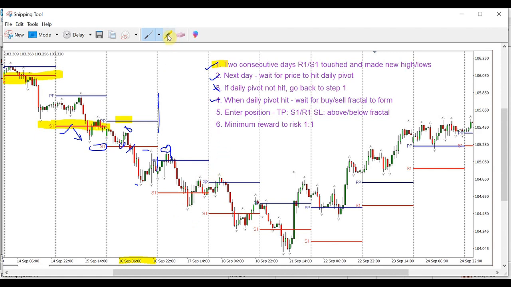So the way we do this is, I'm going to use the highlighter. Let's rub this out over here. We are looking to enter as soon as the opening of the next bar. So this bar over here, we're looking to enter that trade with the stop loss above the fractal level and with the take profit target around the S1 level and adjusted for your reward to risk. And we're looking for a minimum reward to risk of 1-to-1.